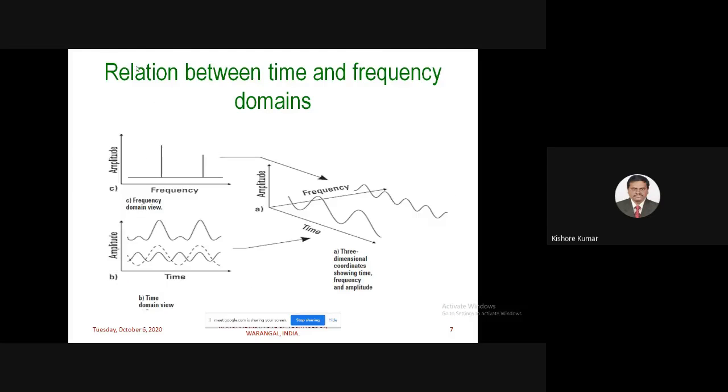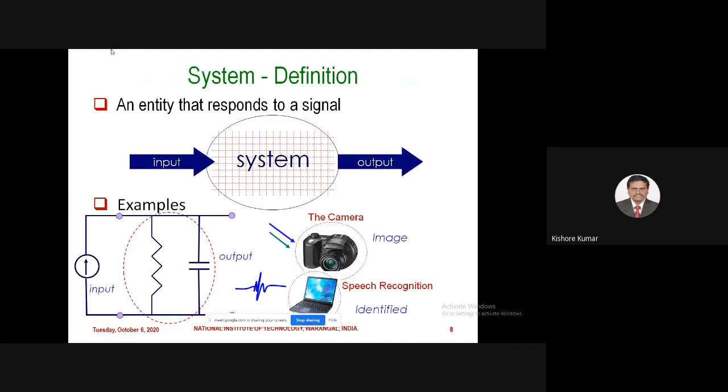So there are certain relations. Now, after having the idea about the signal, we will come to the system. A system is an entity that responds to a signal. When you take a particular system, corresponding to the input, some particular physical phenomena should occur in the system, and we get the corresponding output.